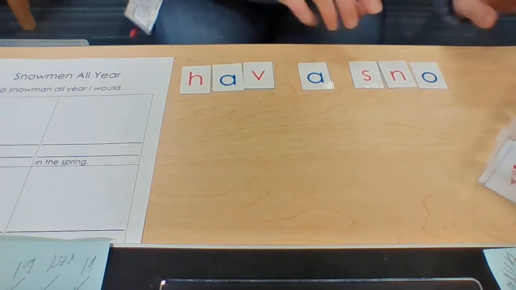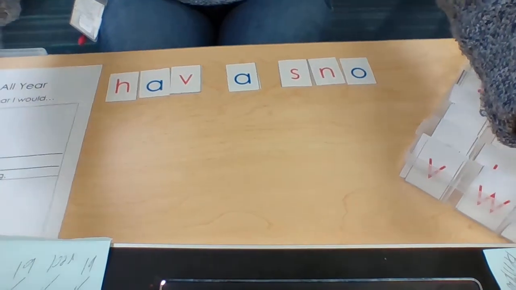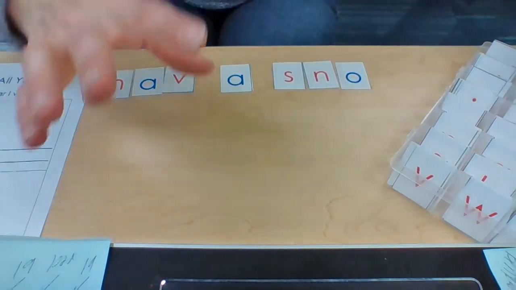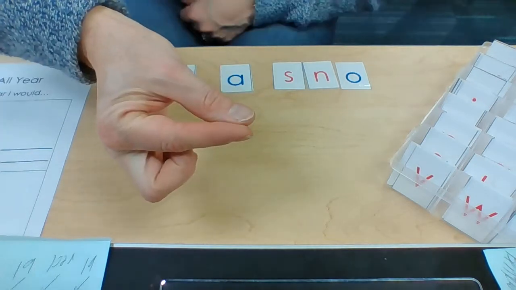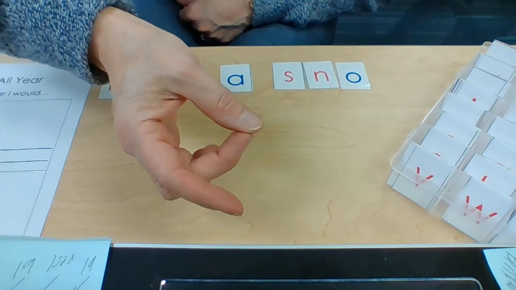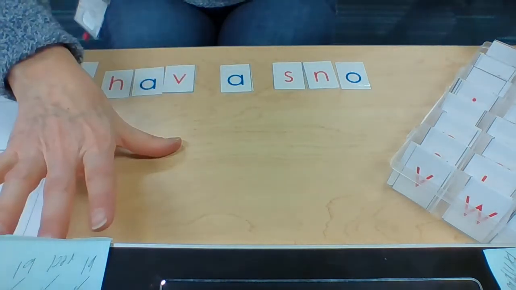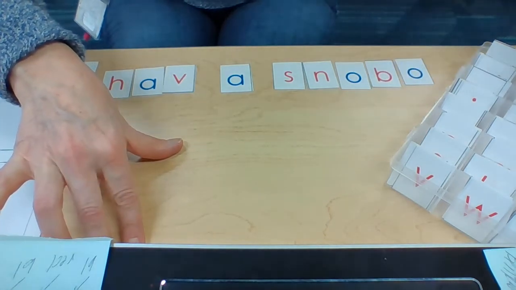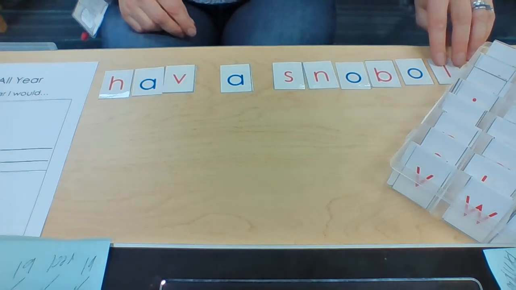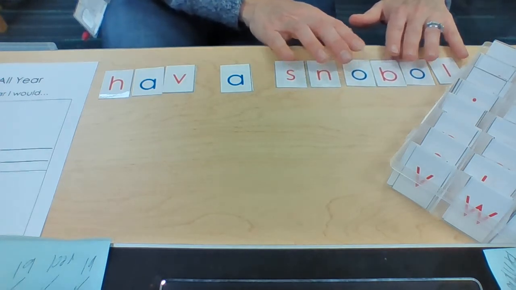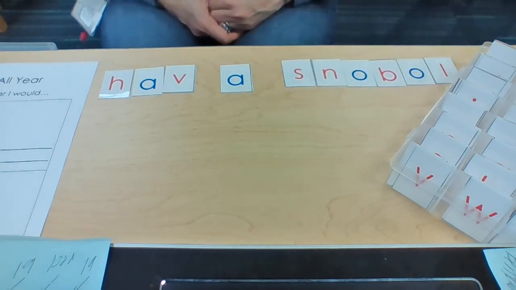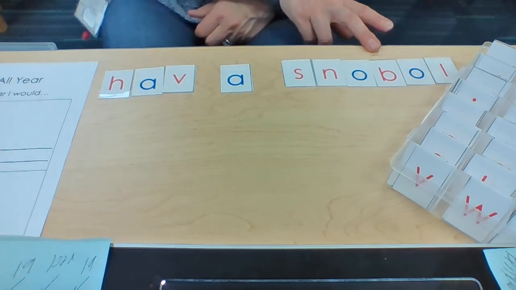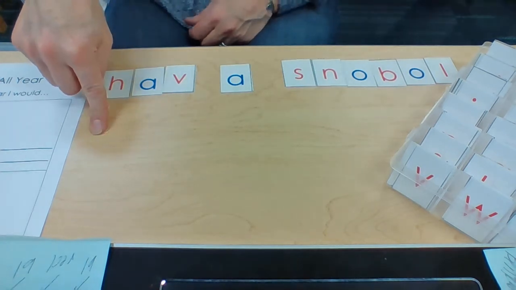Now I'm running out of space here, but I'm going to just move my computer over. Have a snowball. Next word, b-all. It's a compound word. It goes together as one word, even though it's 2 separate words. It can be 2 separate words. Have a snowball fight.